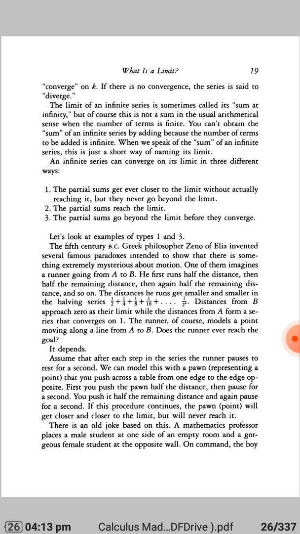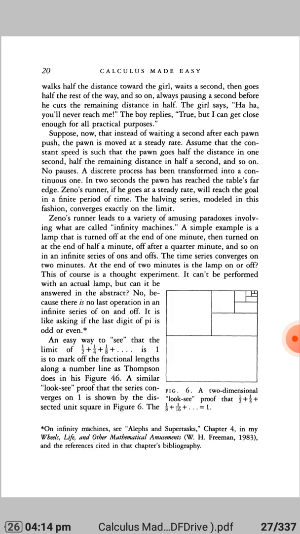There is an old joke based on it. A mathematics professor places a male student at one side of an empty room and a gorgeous female student at the opposite wall. He commands the boy to walk half the distance towards the girl, wait a second, then go half the rest of the way, and so on, always pausing a second before he cuts the remaining distance in half. The girl says, "Haha, you will never reach me." The boy replies, "True, but I can get close enough for all practical purposes."